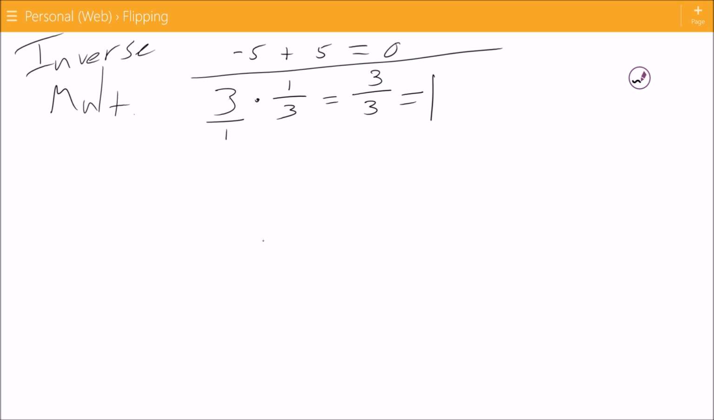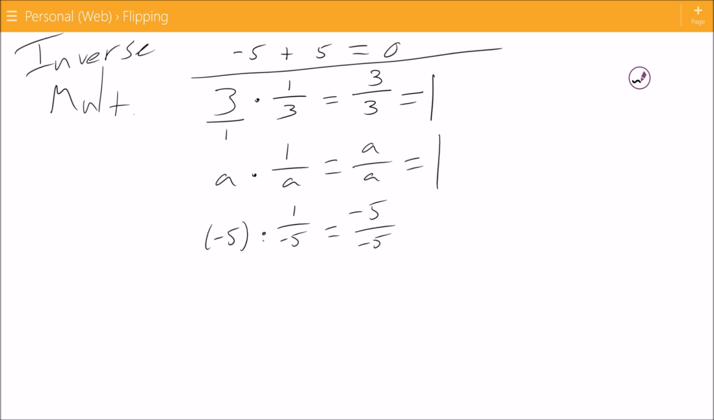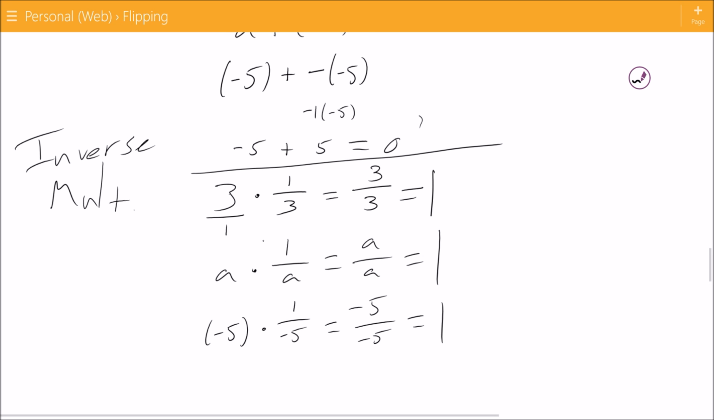So if I have any number a times 1 over a, this is equal to a over a, which is 1. This always holds true, even if I have a negative number, even if I have negative 5 times 1 over negative 5, that's going to give me negative 5 over negative 5. The negatives there will cancel one another out, and I still get 1. That works. The inverse property basically, again, for addition, gives us an end result of 0, because you add a number and its opposite.